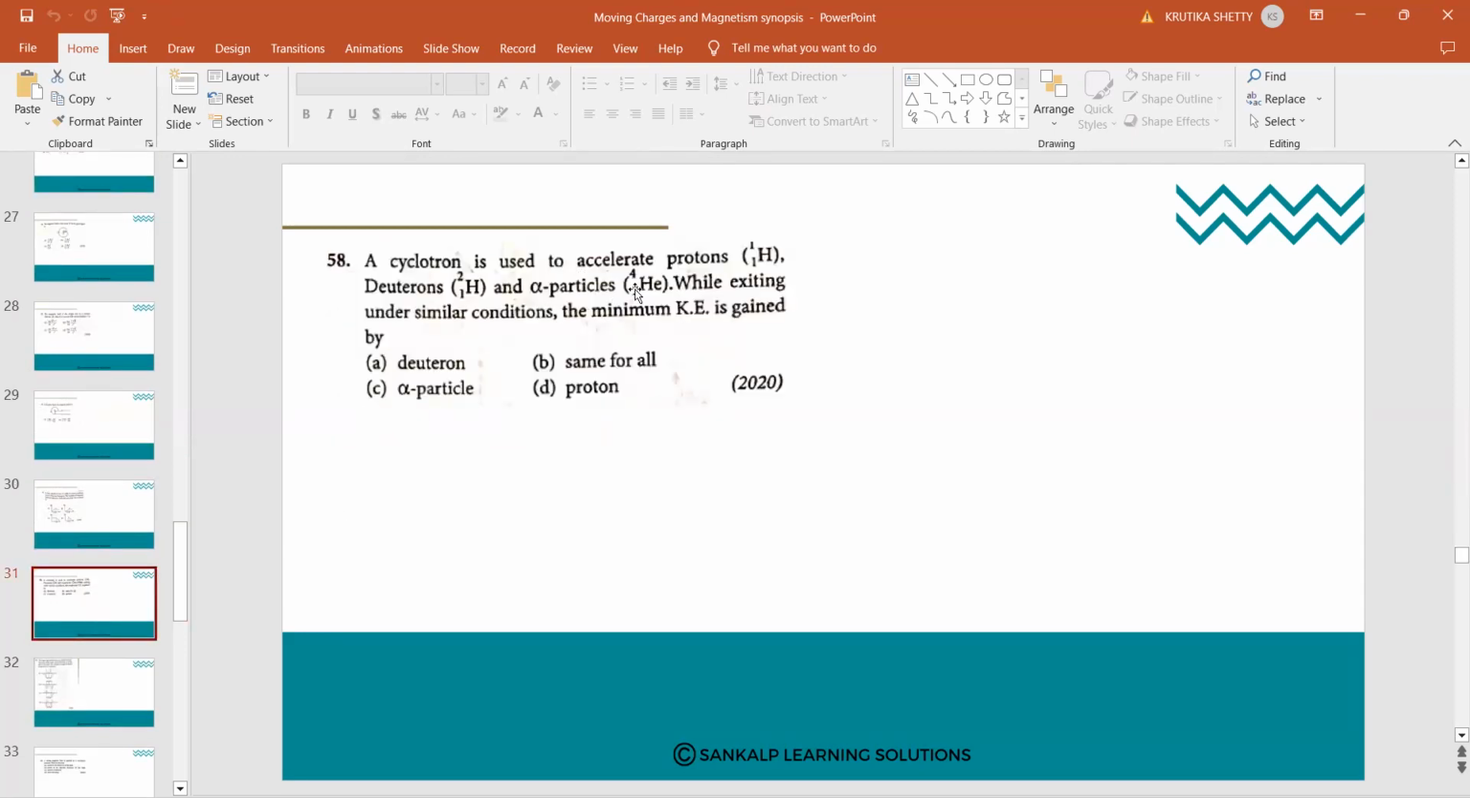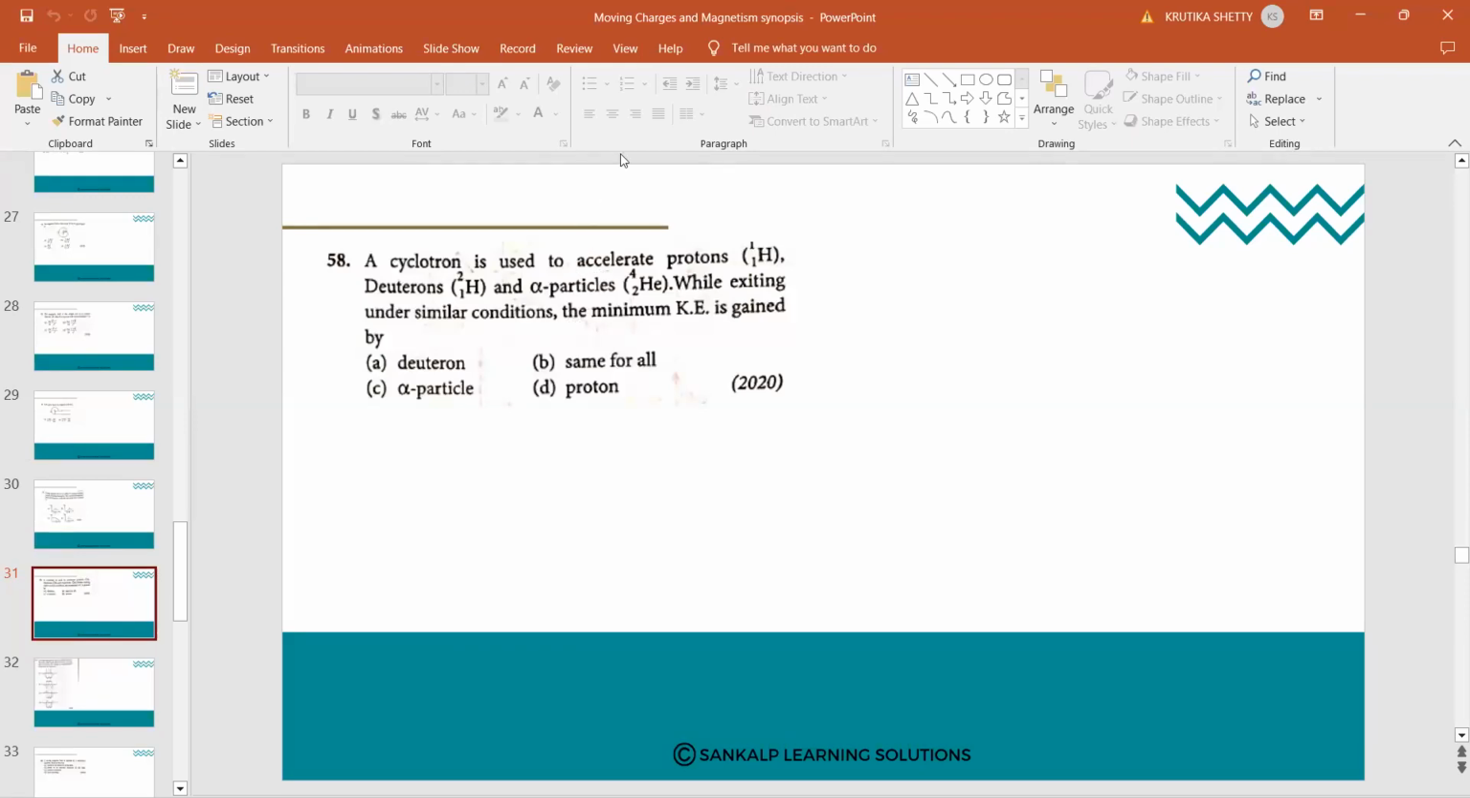A cyclotron is used to accelerate proton, deuteron and alpha particle while operating under similar conditions. The minimum kinetic energy is gained by: deuteron, same for all, alpha particle, proton.